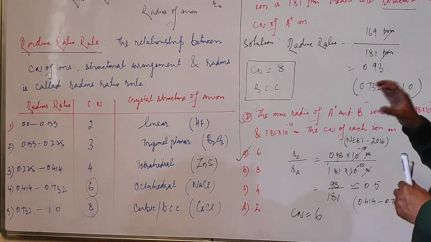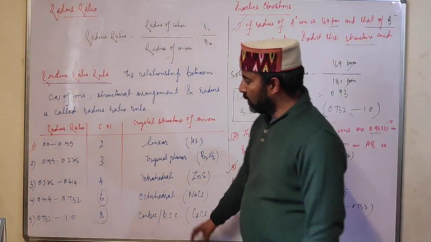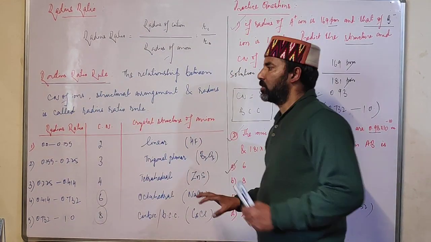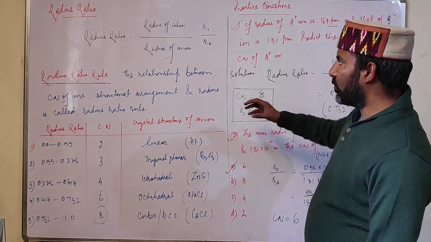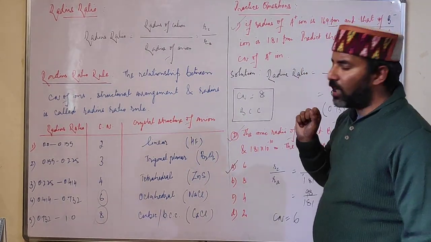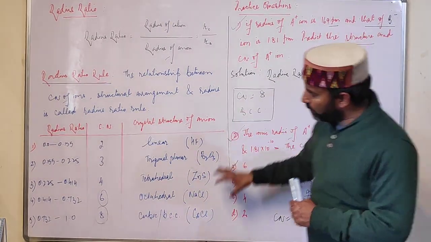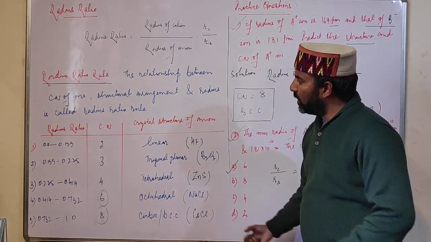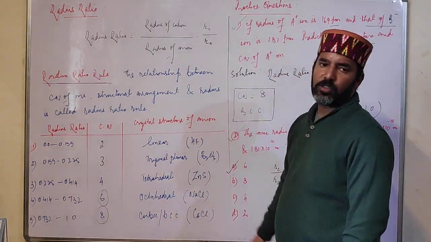So students, this was radius ratio rule. And one more thing students, the highest radius ratio value can be 1 in crystal structures, because in crystal structures if the radius of cation exceeds the radius of anion, then the arrangement will not be that stable. So the maximum radius ratio which can be obtained in ionic crystals is 1 for BCC structure.